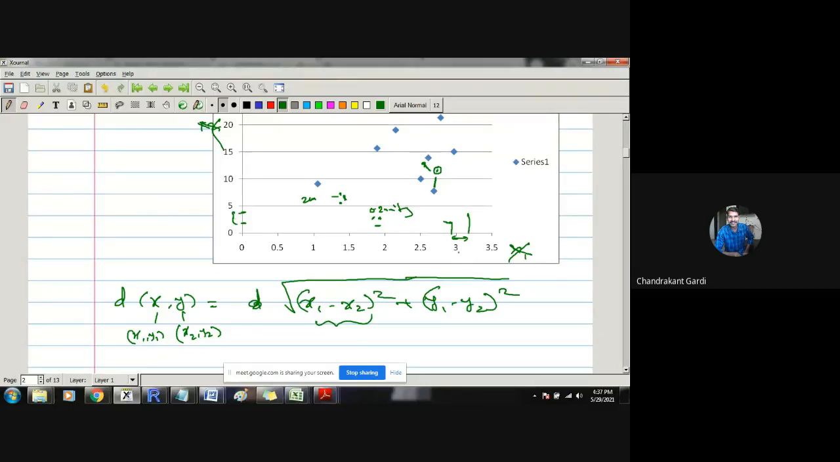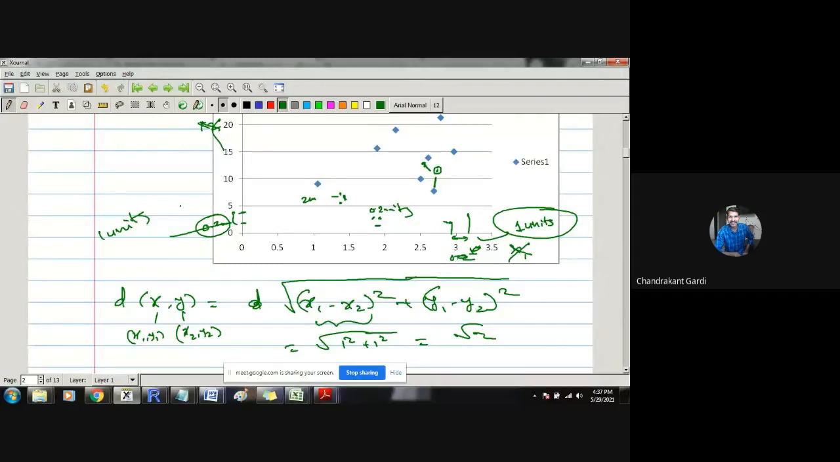Now suppose this distance comes out to be 1 unit. In this particular case it is not 1, but suppose this is 1 unit, and this is also 1 unit. So what we are going to do is take the square root of 1 square plus 1 square, which is equal to square root of 2. So this one and this one we have treated in a similar manner.